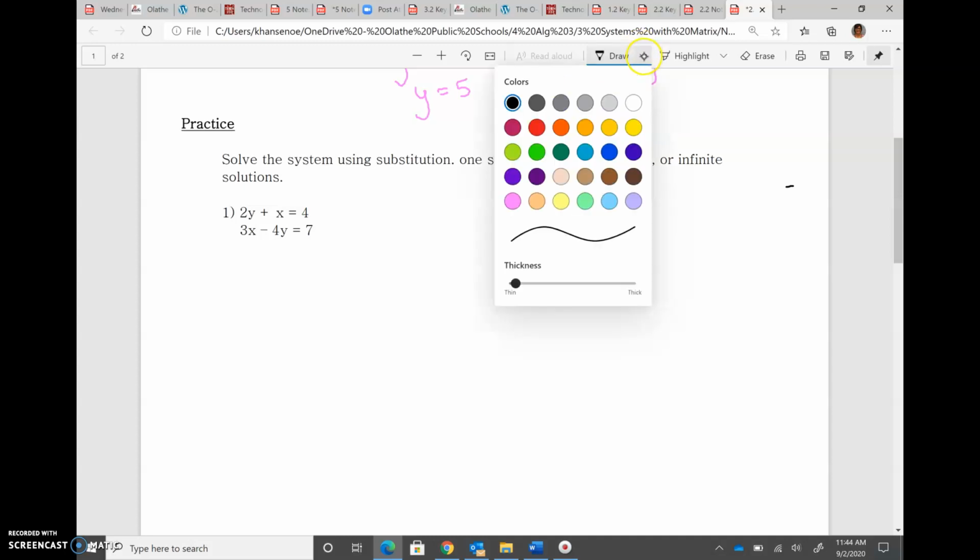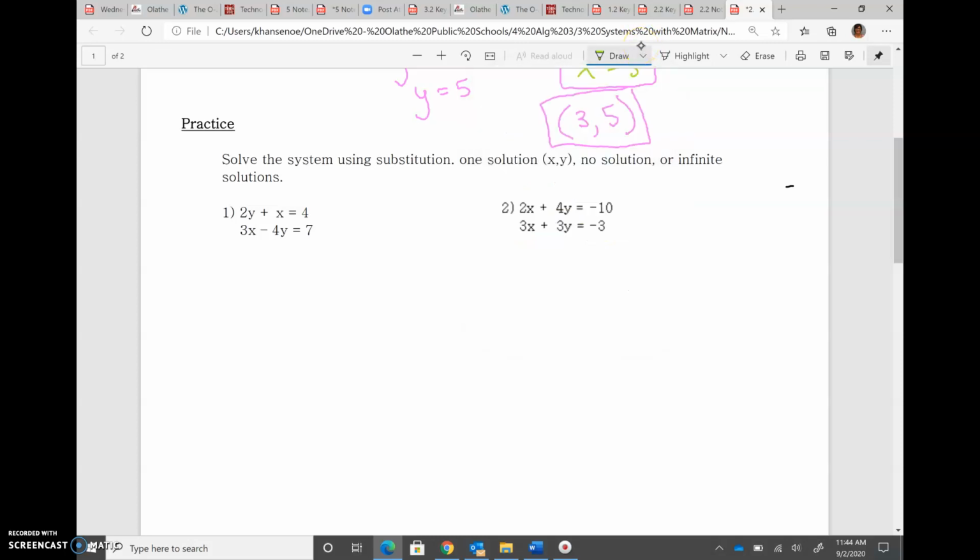So I am going to pick one to solve for a variable. What I want is to pick a letter that doesn't have a number in front of it. So I'm picking this first one and I'm solving for x. So I would have 2y plus x equals 4. I'm going to subtract 2y. I get x equals negative 2y plus 4.